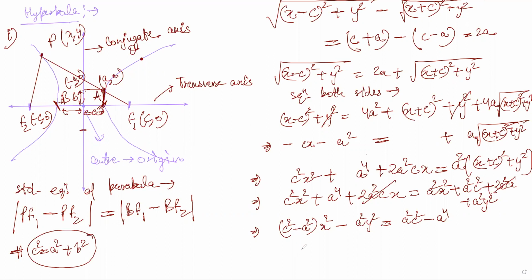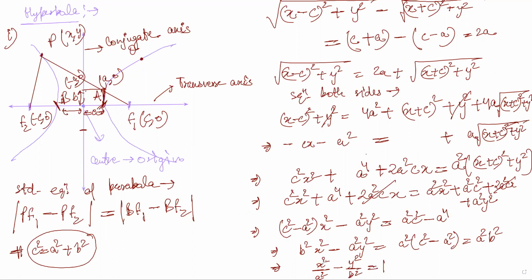So in this case, write c² equals a² plus b². So c² minus a² should be equal to b²x² minus a²y². Then you can take a² common. You're left with c² minus a², which would be nothing but a² into b². So if you divide the whole equation by a²b², this becomes x²/a² minus y²/b² is equals to 1. That is your standard equation of the hyperbola.